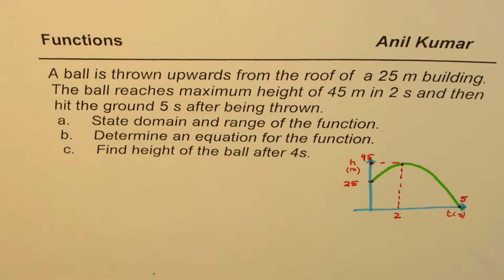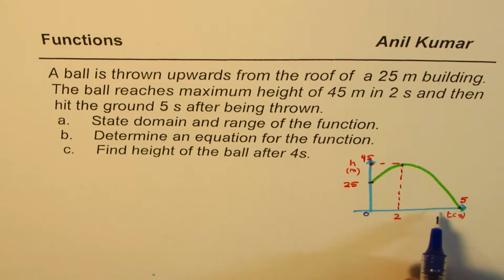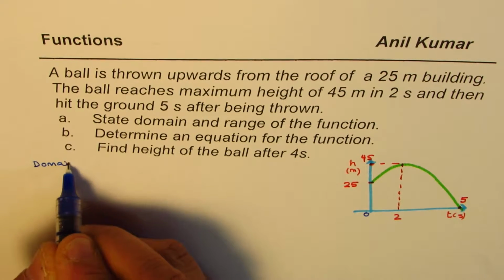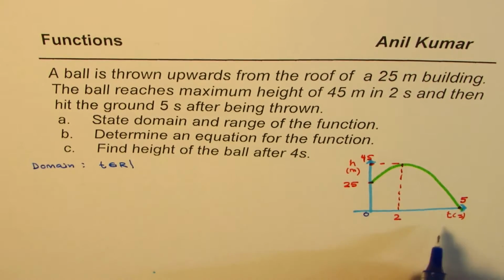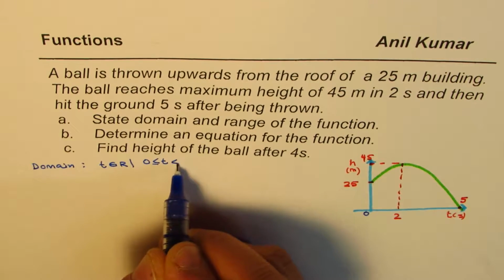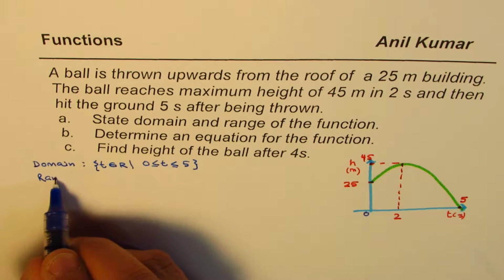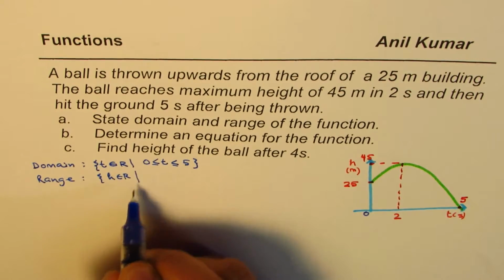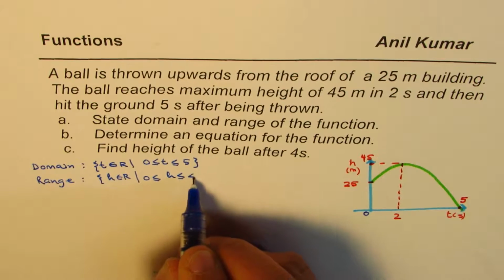Now from this sketch we can always write down the domain and range of the function, right? Now domain is the values which the independent variable time can take, right? So we can write domain as t belongs to real numbers, where t is between 0 to 5 seconds, right? So that becomes the domain. As far as the range is concerned, range is the value of height. So height belongs to real numbers, where it is between 0 to 45, right? So it is from 0 to 45 meters.